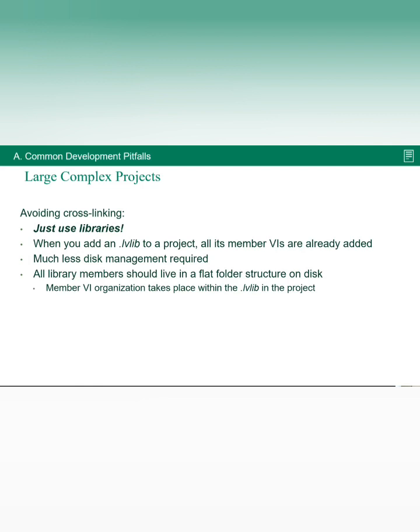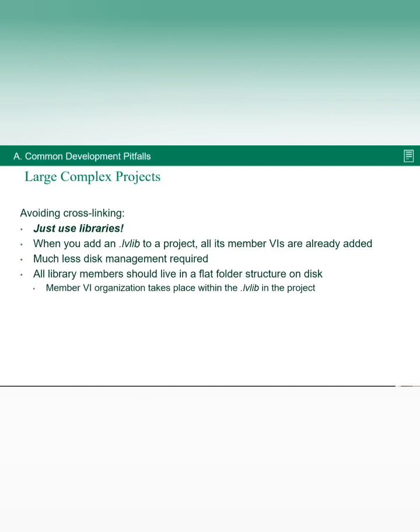My main advice, though, is to just use libraries. When you move a library from one machine over to another, the namespacing within the library gives you a very quick and easy way to identify this is the set of reusable code that I'm going to be using in this project and this other project. When you right-click in a project and add an LVlib, the LVlib gets added to the project along with all of its member VIs. So there's no needing to make sure that this folder syncs up with what I think is supposed to be in it. Much less disk management required when you use libraries.